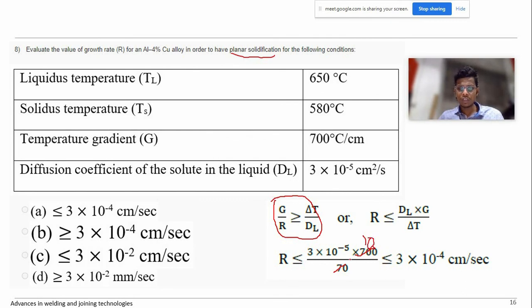So 10 into 10 power minus 5. So we'll get 10 power minus 4. 3 into 10 power minus 4 centimeter per second. So the growth rate should be less than or equal to 3 into 10 power minus 4 centimeter per second. So for the 8th question, A is the answer.